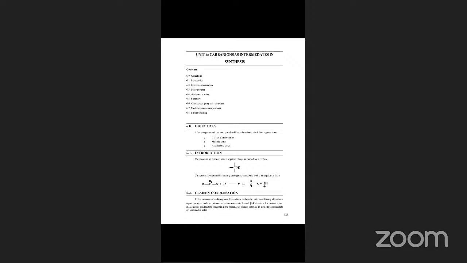What reactive intermediates are we using here? Carbanion. Carbanion is nothing but C minus. Introduction: a carbanion is an ion which is negatively charged, carried by carbon. It is a negatively charged carbon, known as carbanion. It has 3 bonds and a negative charge.